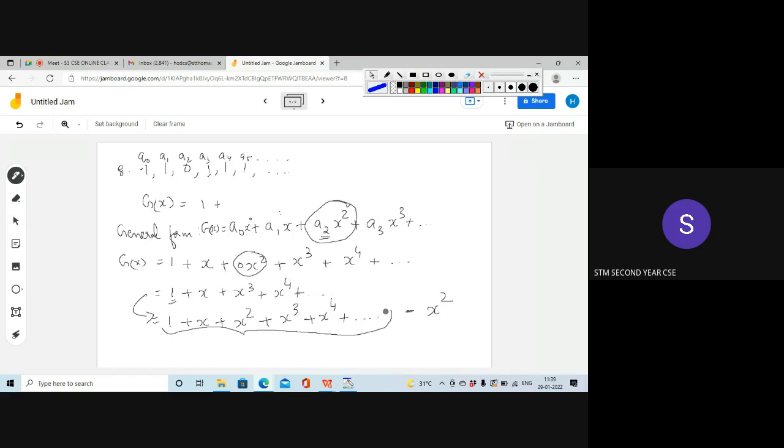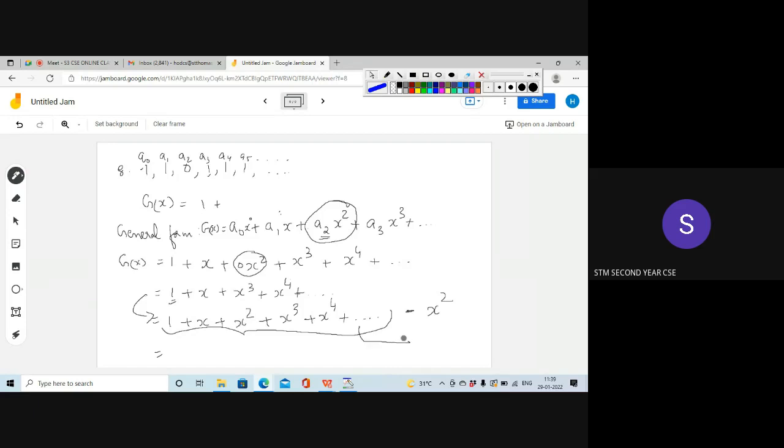And what is the generating function for this? What is the sequence? How will you write the generating function? What is the generating function for 1 plus x square? We had studied it earlier. What is the sequence in this generating function? 1, 1, 1, 1, etc. Isn't it? That is the sequence.